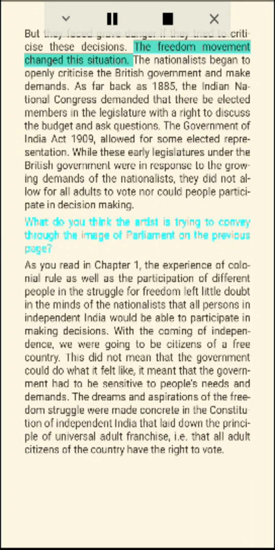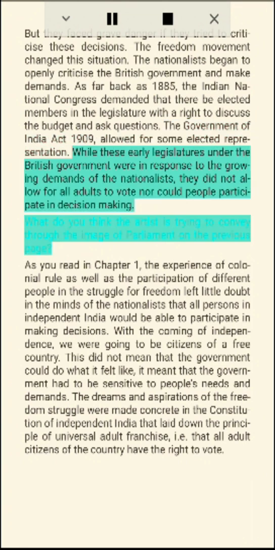The freedom movement changed this situation. The nationalists began to openly criticize the British government and make demands. As far back as 1885, the Indian National Congress demanded that there be elected members in the legislature with a right to discuss the budget and ask questions. The Government of India Act 1909 allowed for some elected representation.